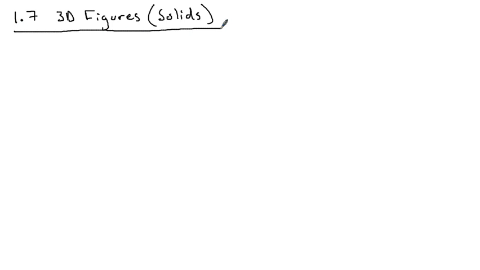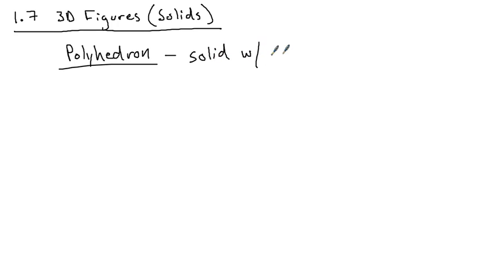Real quick, a word that we need to know and be able to think about and talk about is a polyhedron. So a polyhedron is a solid with flat surfaces. Okay, so that's like a cube or a prism, but not a sphere or a cylinder because they don't have flat surfaces, they have curved. Anyways, a polyhedron, you'll see that word in your homework and in your test, so just be aware of it.